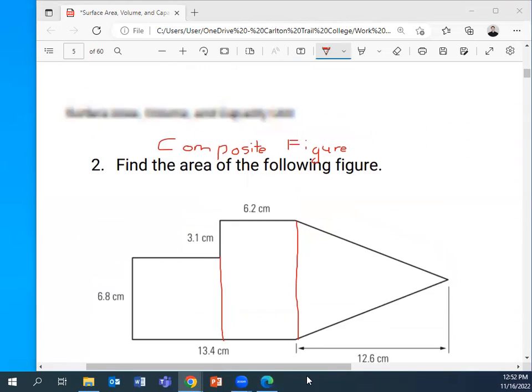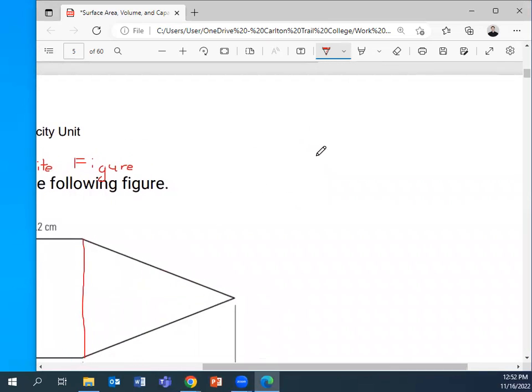But there's going to be a step I need to do first. I already did step 1. Step 1: turn it into simple shapes. Did you just write this in there? You can write that directly in there.